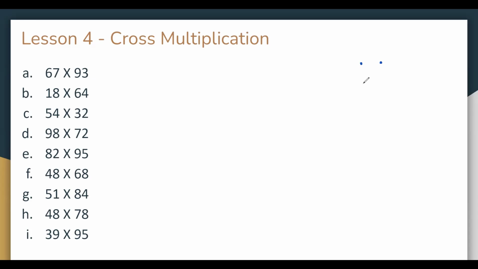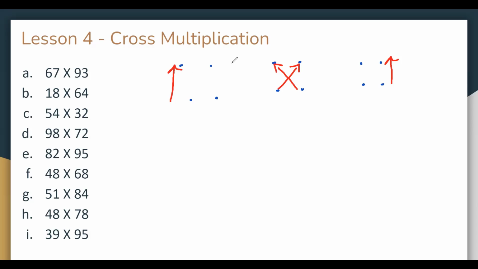We have 4 dots and I'm going to make 3 sets of dots because it's a 2-digit number multiplied by a 2-digit number. In our first step, we are going to multiply the ones place. In our second step, we are going to cross multiply: the lower ones with the upper tens and the lower tens with the upper ones, and then add both the answers. And the last step, we're going to multiply the tens.